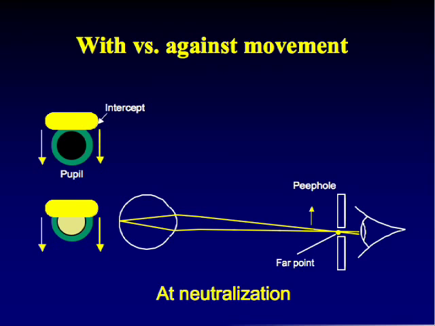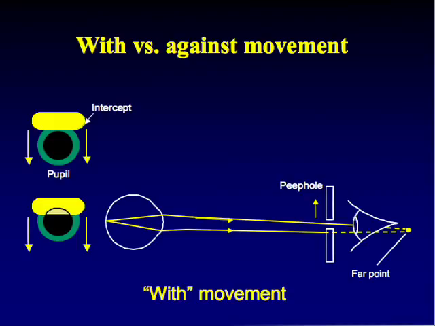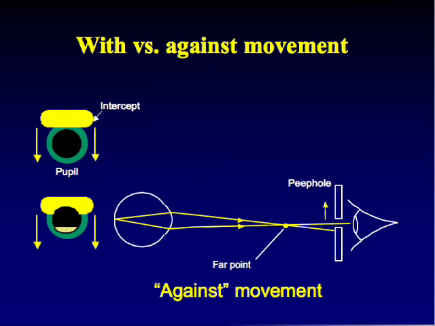If, however, the eye is not in perfect focus, say the far point is back here, well now when the light enters the eye, some of it coming back fits through the peephole, but the rest doesn't. It hits the edge of the peephole. So only part of the pupil appears to have light coming back. And the top stays on the top and the bottom stays on the bottom. That's with movement. However, if the far point is in front of the examiner, then what happens is the same problem. Not all the light gets through, but now the top has crossed over at the far point, the bottom's crossed over, and so because of that crossover, you get what appears to be against movement.